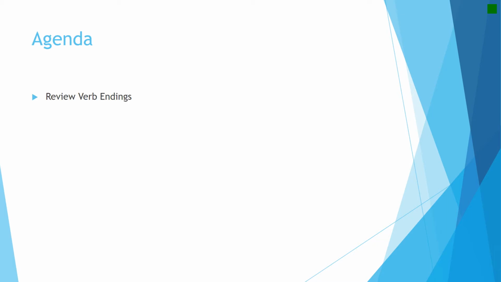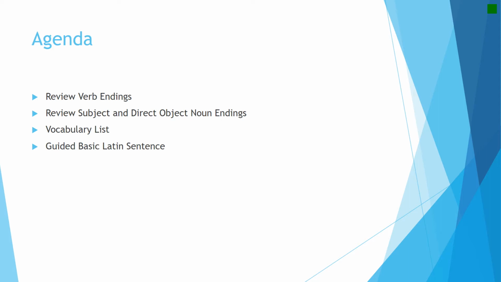A brief review of first conjugation verb endings, a brief review of first declension noun endings with specific focus on subject and direct object endings, a short vocabulary list for our translation use, a guided translation of a simple Latin sentence, which includes parsing, the identification and diagramming of a Latin sentence, and defining and assembling words in the proper word order, also known as translation.